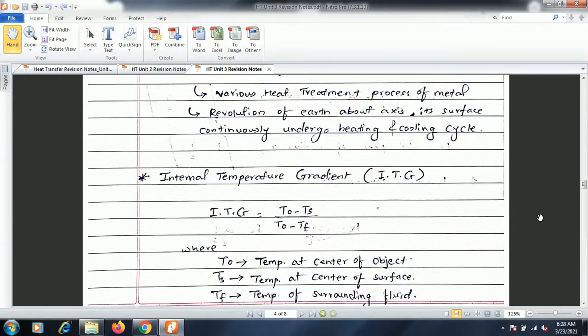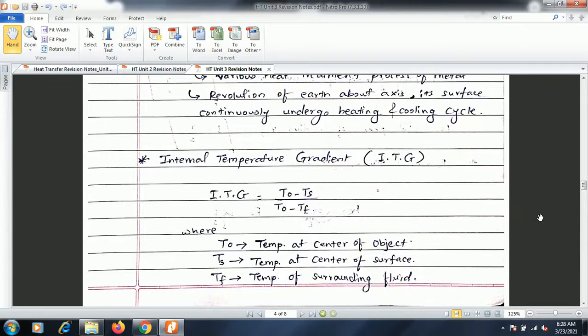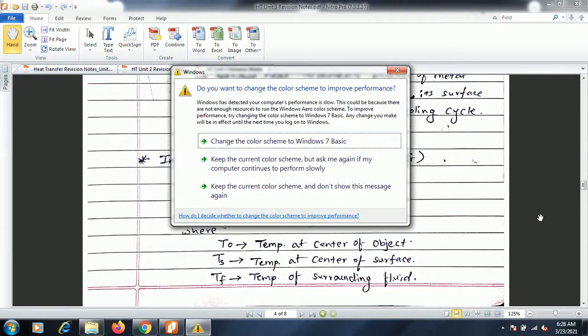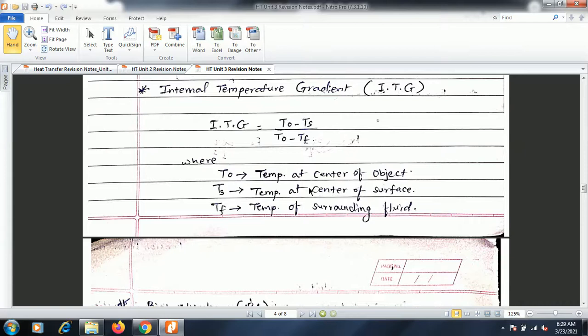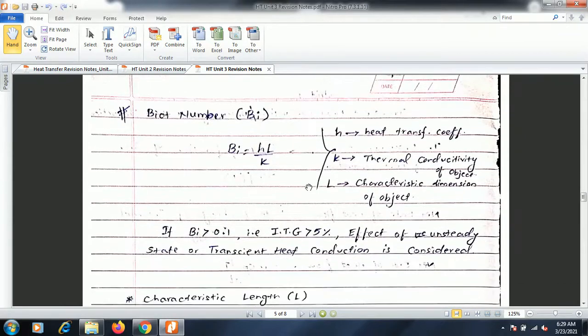So in a body there occurs a temperature gradient called the internal temperature gradient. At the surface the temperature will be different, at the center the temperature will be different, and at the surrounding the temperature is going to be different. So it is given as a ratio of the difference between center temperature minus surface temperature, divided by center temperature minus surrounding fluid temperature. This Biot number is the dimensionless number which takes care of the internal temperature gradient, and which is going to tell us whether to consider transient heat conduction or not.